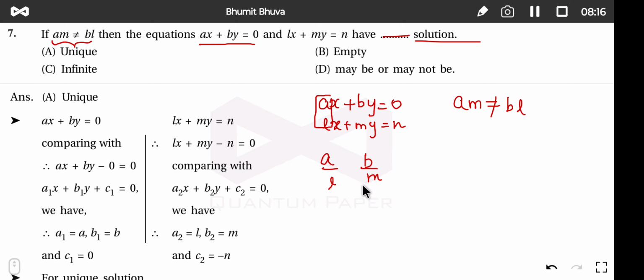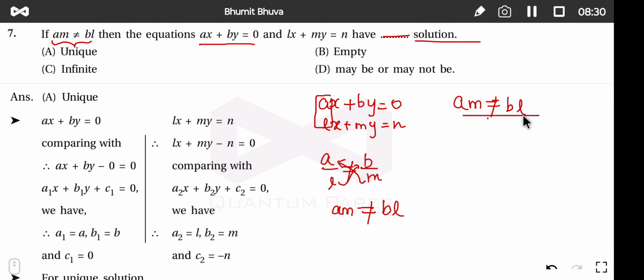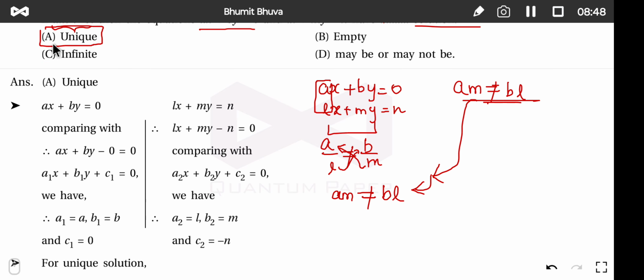If we do the cross multiplication here, with the not equal to sign, a into m, AM, is not equal to L into b, BL. So we are getting exactly the same thing which is given. We have taken not equal to in the middle, so the first two ratios are not equal. In which case are the first two ratios not equal? In the case of a unique solution. So our first option is the correct answer.